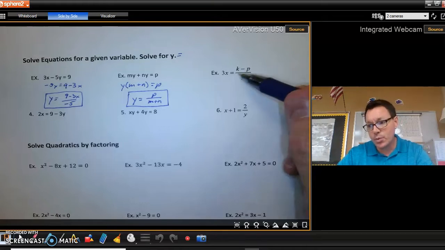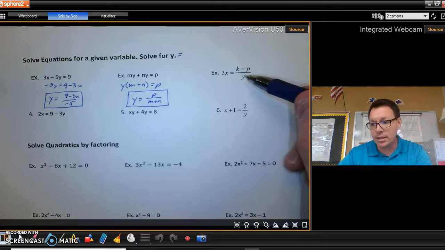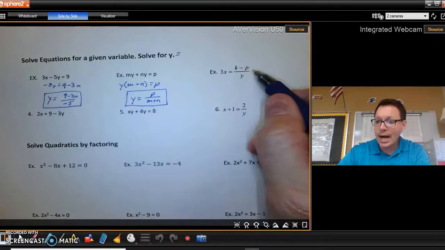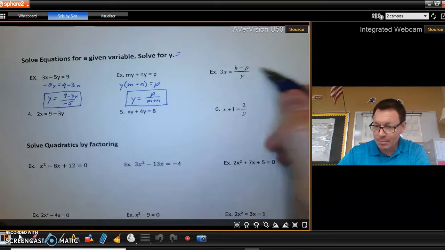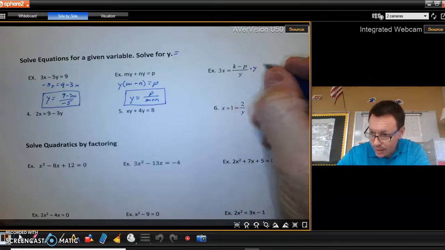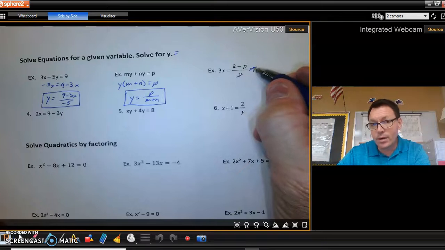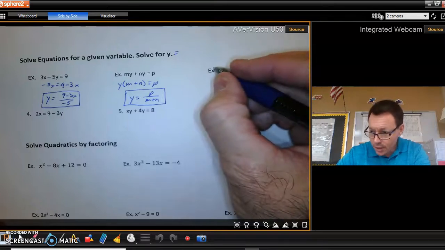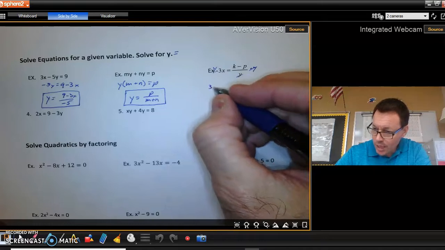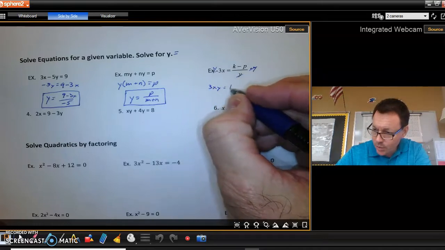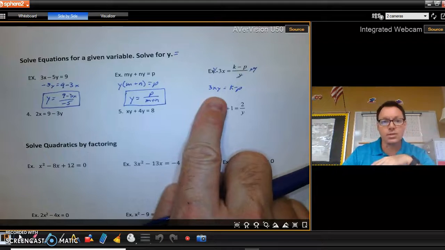So whenever I have a situation like this, the absolute first thing I do is I clear that variable. I'm going to multiply both sides by y. If I multiply this side by y, these two y's are going to cancel, and it's not going to be there anymore. But where it is going to be is over here, because I'm multiplying this side by y. Okay, so I'm going to write this as 3xy equals k minus p. And now I have my y where I can solve for it.